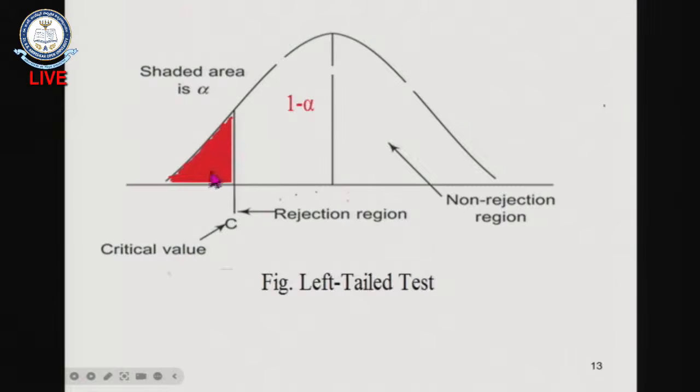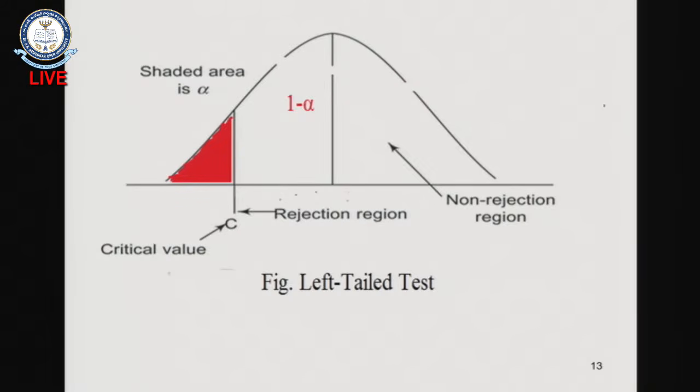In the left tail test, we take the left tail as the rejection region. Here also the rejection region, the shaded area, is alpha, and 1 minus alpha is the non-rejection region. For the left tail test, C is represented as the critical value. Based on this alpha, we are going to accept or reject. Alpha tells about the level of significance, at what level we are going to reject the null hypothesis. That depends on these 3 parameters.